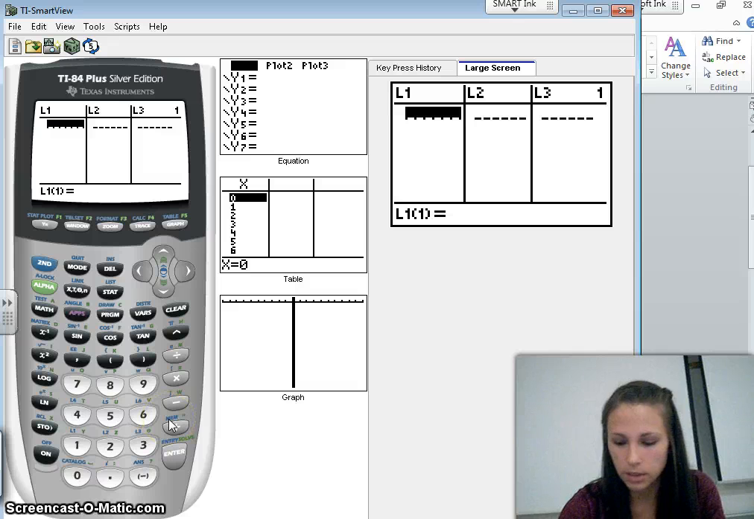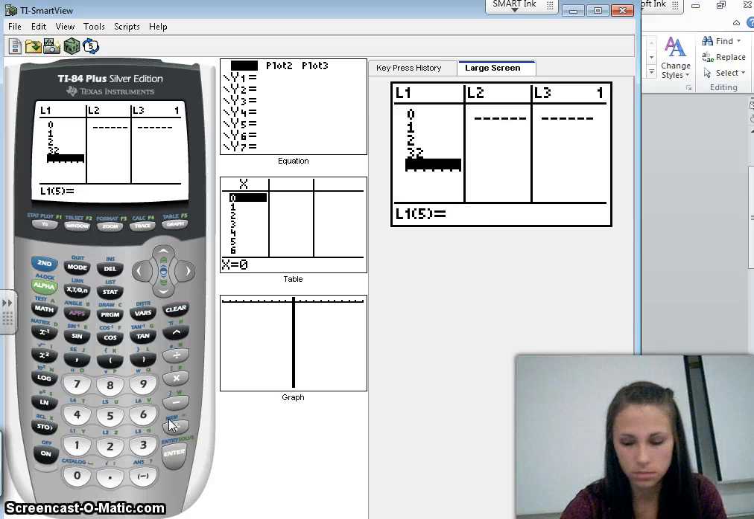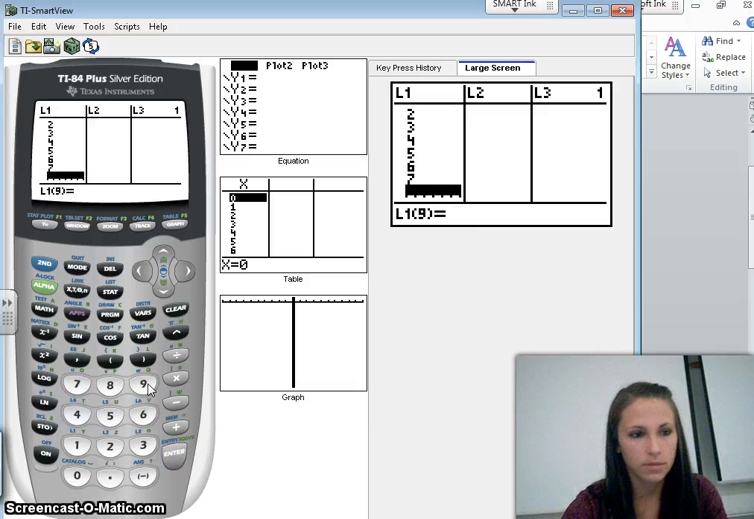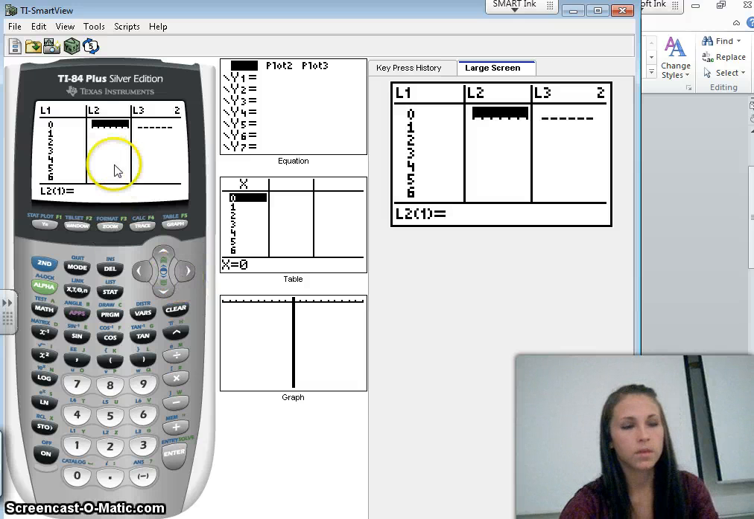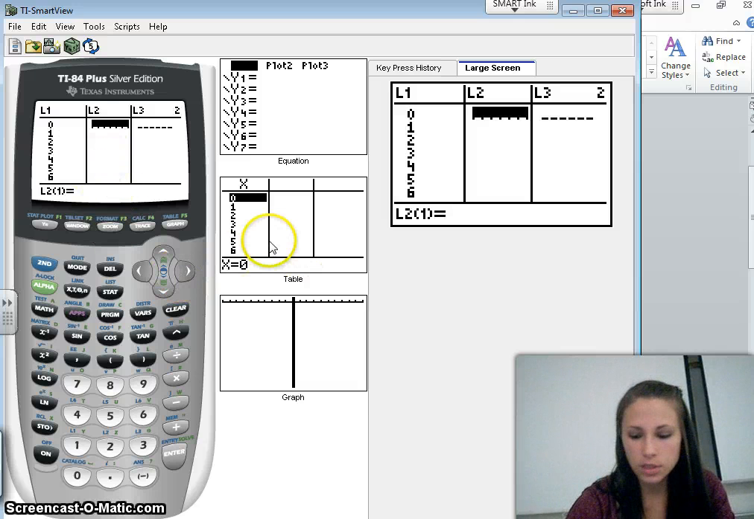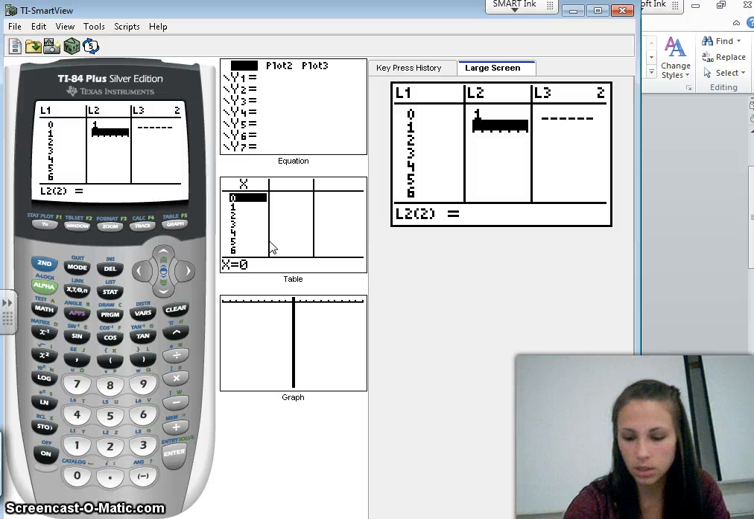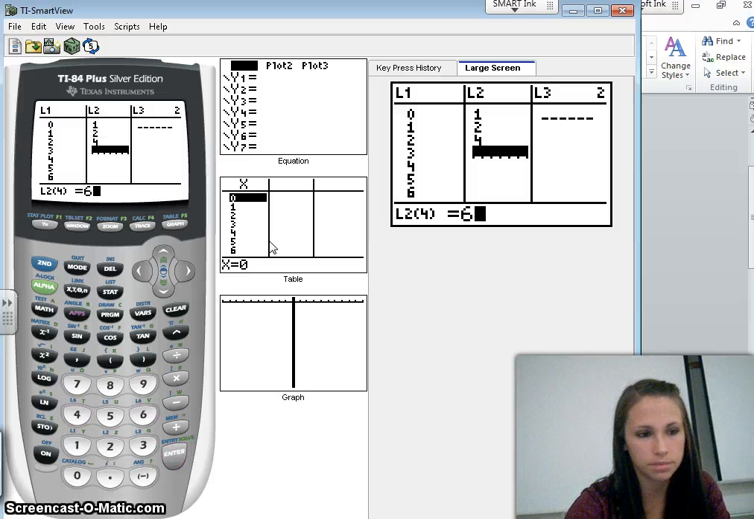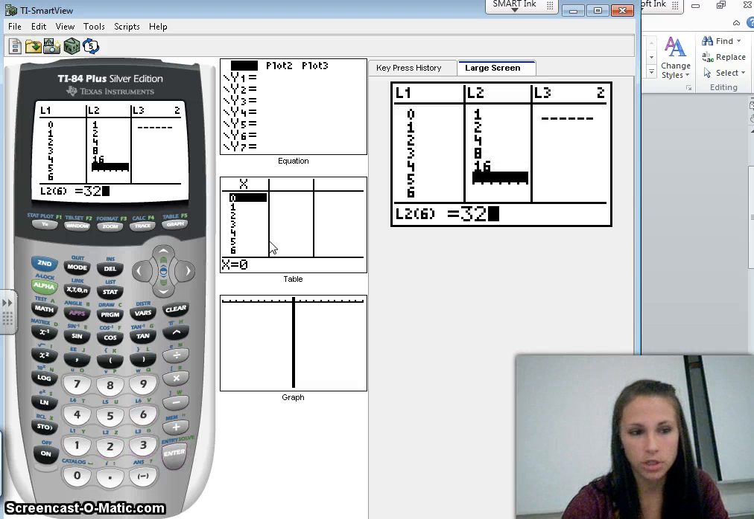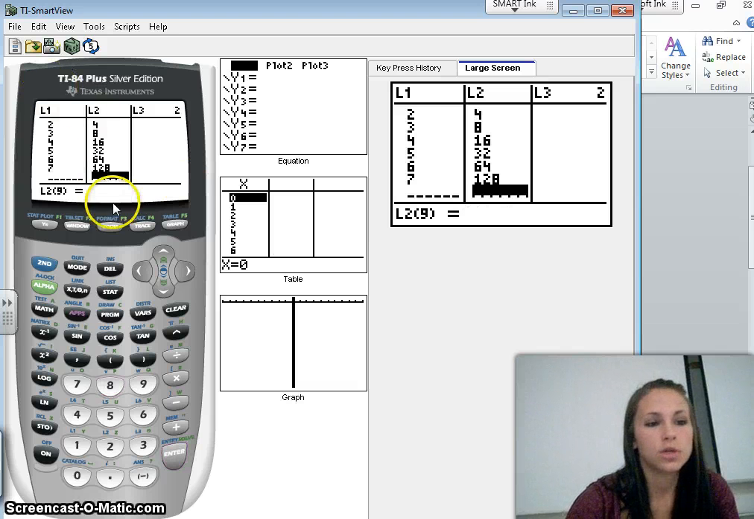So I'm going to plug in 0, 1, 2, 3, 4, 5, 6, 7. Alright, and then L2 is going to be 1, then 2, 4, 8, 16, 32, 64, and 128. Alright, so here's our data.